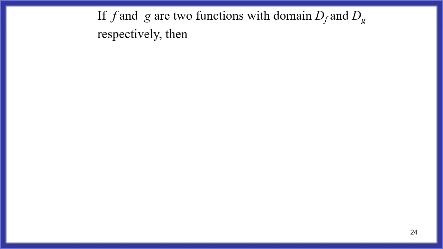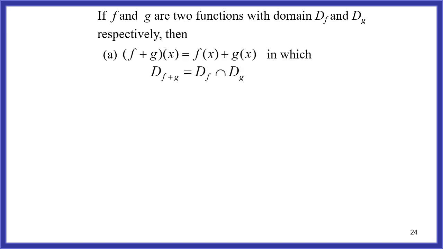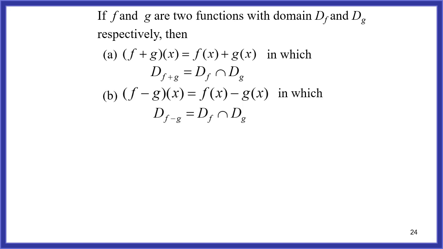Okay, so let's move on to some facts that we need to understand before we continue. If f and g are two functions with domains Df and Dg respectively, then the addition of these two functions results in the intersection of the domains. And for subtraction, it is also the same. We find the domain of the subtraction of two functions, which is the intersection of the domains of the functions respectively. So we have to find the intersection between the domains of the functions to find a new domain for the subtraction of the two functions.